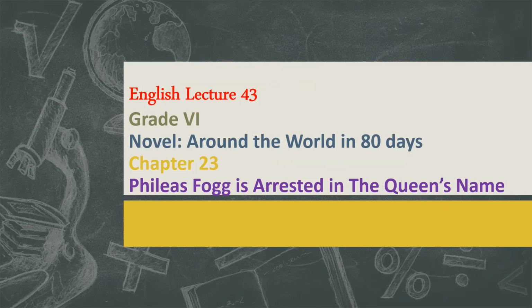Dear students, today we have English lecture number 43. This is grade 6, and we are going to learn the novel Around the World in 80 Days. We have chapter number 23, and the name of the chapter is Phileas Fogg is arrested in the Queen's name. We have page number 131 to 135 of the chapter 23. And here is your teacher, Sarfraz Nadeem.